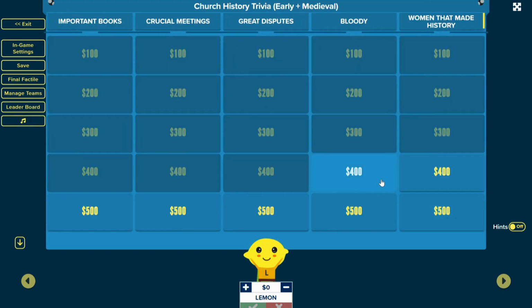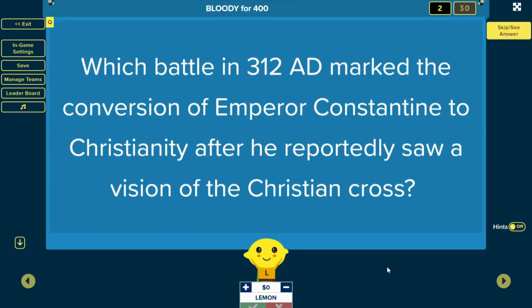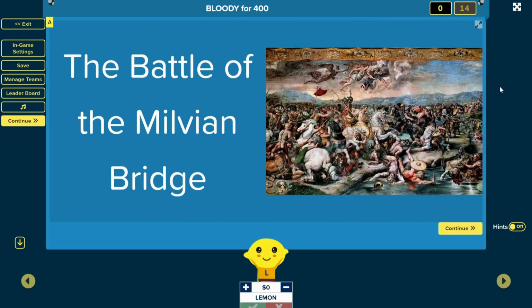Bloody for 400. Which battle in 312 AD marked the conversion of Emperor Constantine to Christianity after he reportedly saw a vision of the Christian cross? The Battle of the Milvian Bridge.